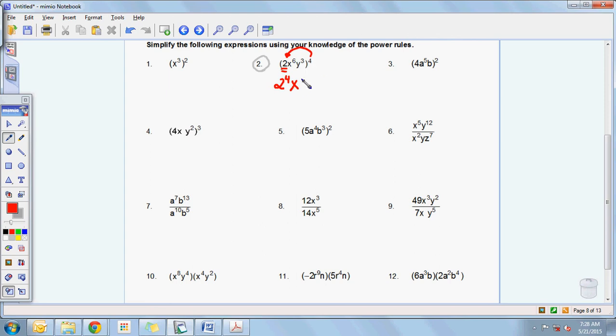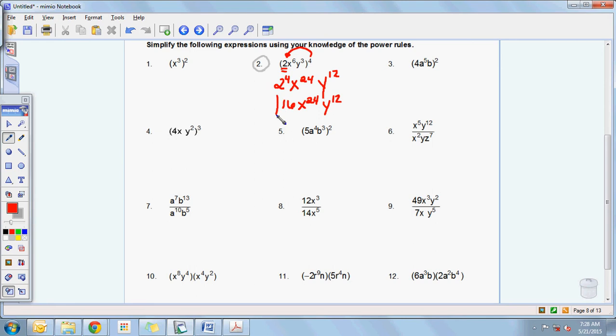So this would give me x to the 24th power. And then for y, I would have y to the 3rd times to the 4th, which 3 times 4 gives me 12. Now this problem, my powers are simplified, but I still have 2 to the 4th power that I can simplify a little bit more. So what that means is 2 times 2 times 2 times 2, which would give me 16. So my final answer for this one would be 16, x to the 24th, y to the 12th.